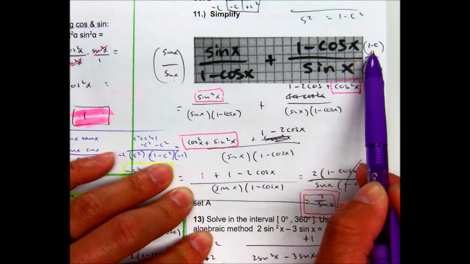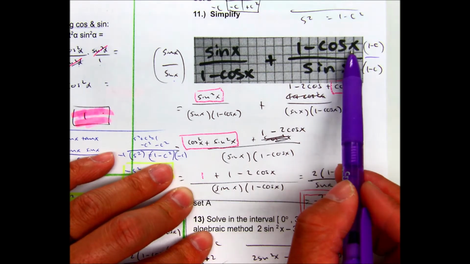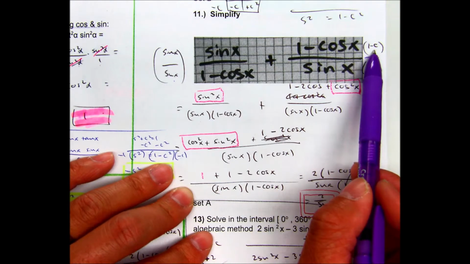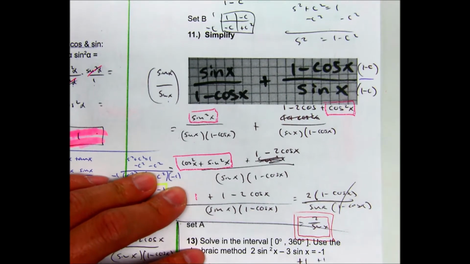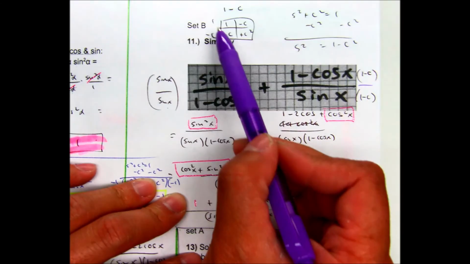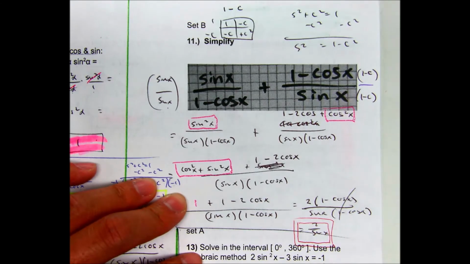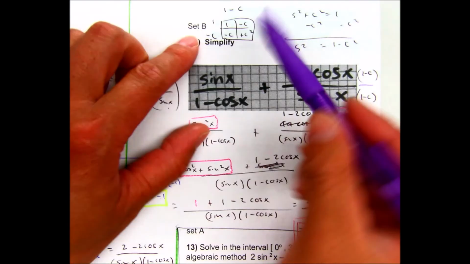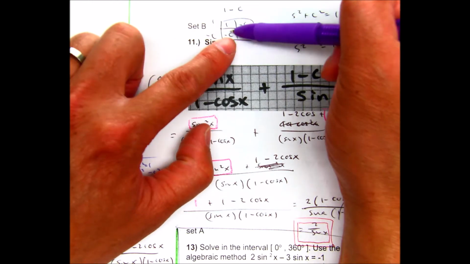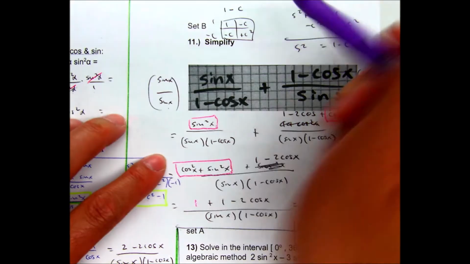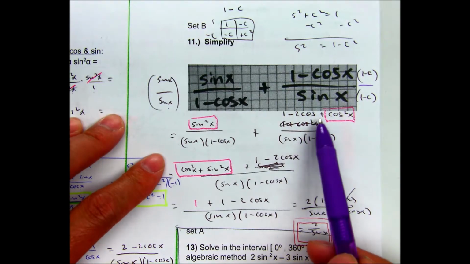Over here, a lot of students made a common mistake to think this was 1 minus cosine squared x. That's incorrect. You're basically using a box method or FOIL there. 1 minus cosine, 1 minus cosine. So if you multiply, you get 1 minus 2 cosine x plus cosine squared x.